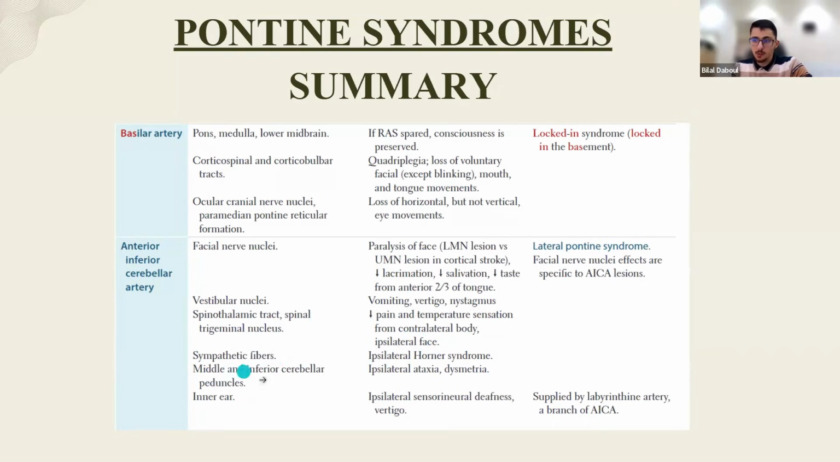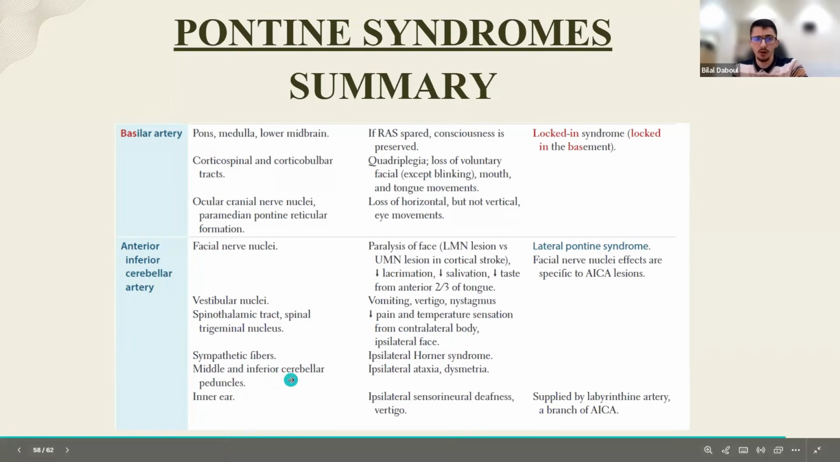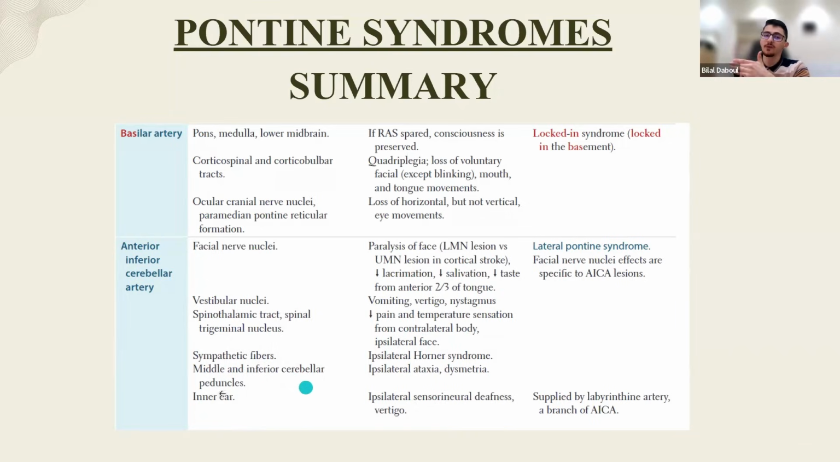The middle and inferior cerebellar peduncles. Again, remember, any cerebellar involvement will precipitate ipsilateral same-sided ataxia/dysmetria, which are cerebellar signs. That's all you need to know for brainstem. You'll discuss it more in detail in the cerebellum lecture.